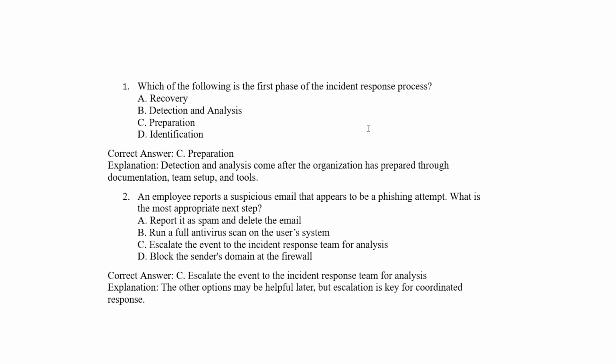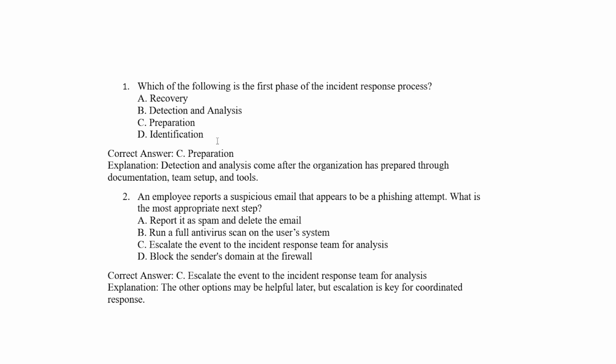As you can see from my screen, these are questions that can help you understand incident response. I just pulled the questions, and of course the answers are there, but I would also like to explain further based on the classes we've had.